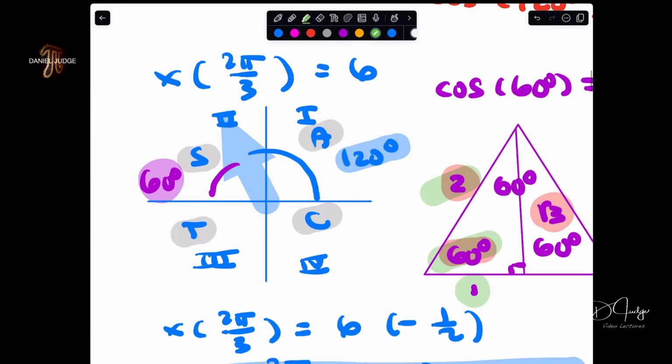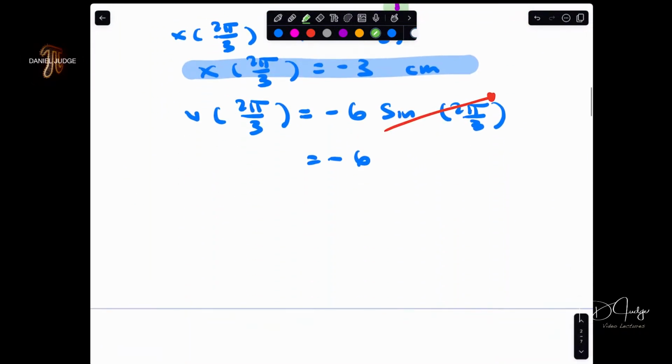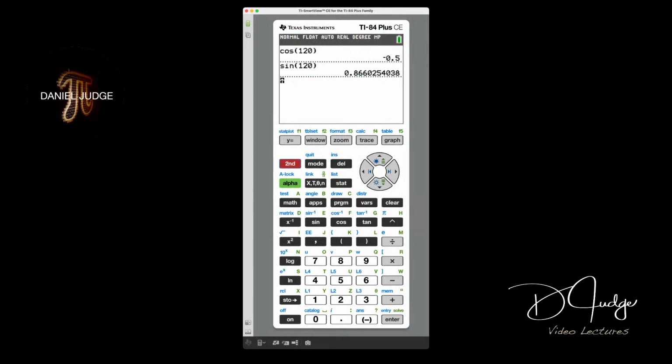What we know for 120, it's in quadrant 2. That means sine's positive. So this is going to be the square root of 3 over 2. And I want to kind of illustrate that to people just in case they need a review, that the square root of 3 here divided by 2 here is in fact what we're talking about. So I want you guys to see that.